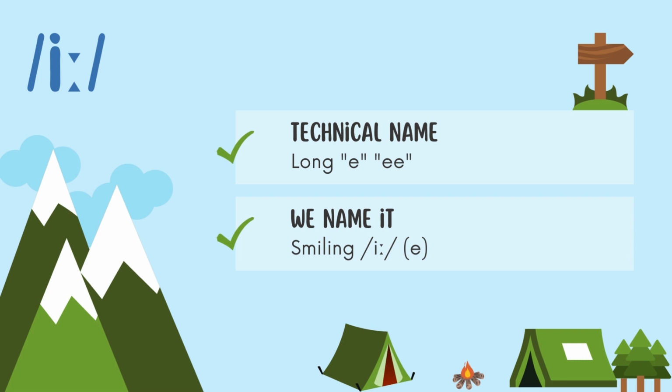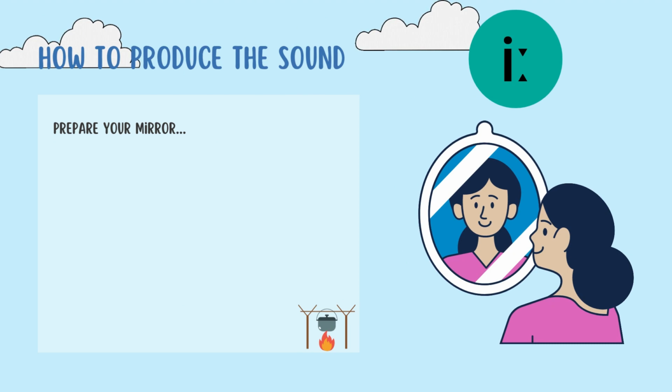However, we call this sound the smiling E for a good reason. To produce this sound, you must smile as much as possible. Obviously, in real sound production, you must control the smile for a quick and natural pronunciation, but in this case, we're going to exaggerate, so you can feel it and identify the sound easily. It is very recommended that you exercise in front of a mirror to check and confirm you are doing it correctly. So here we go.